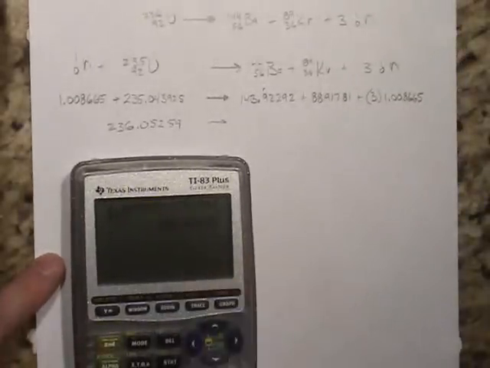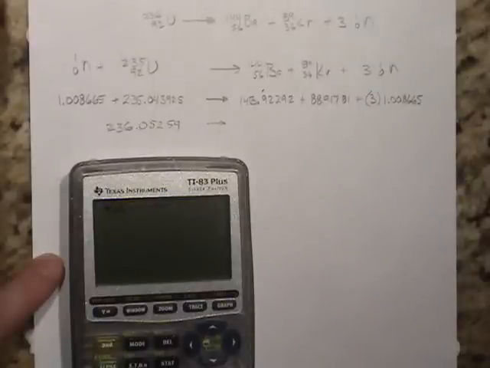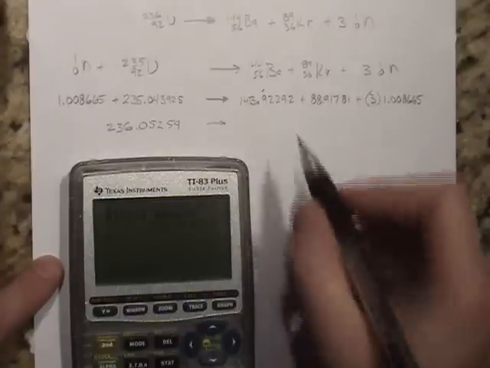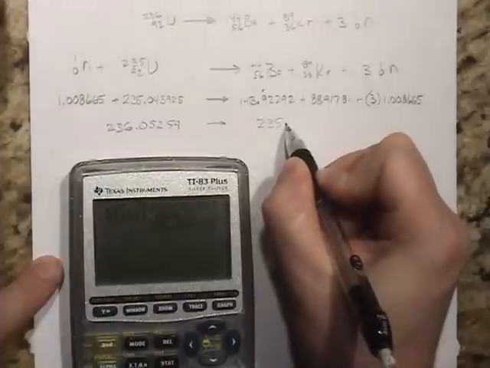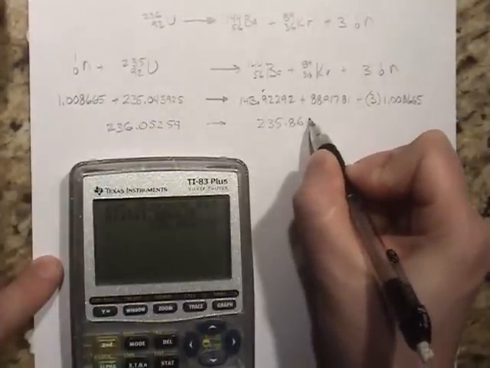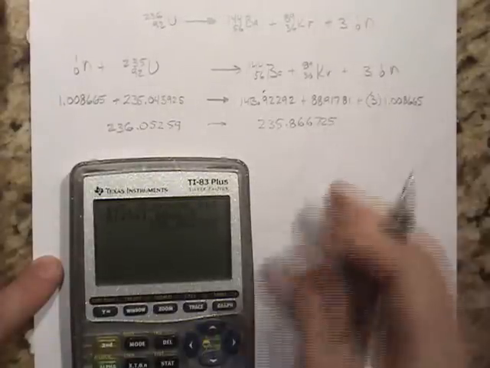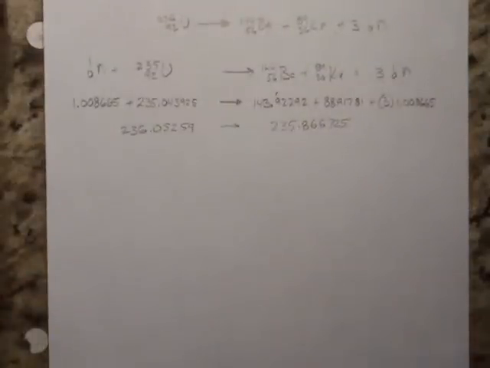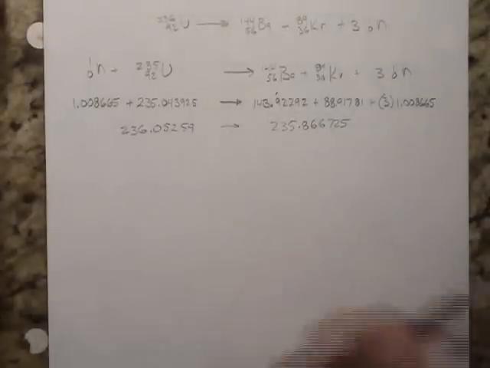On the other side, we have 143.92292 plus 88.91781 plus 3 times 1.008665. And that gives us 235.8666725. Very clearly, we've satisfied that basic condition that our products on the right have to have less mass than what we originally started with.